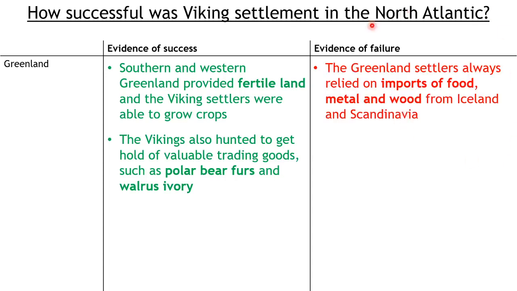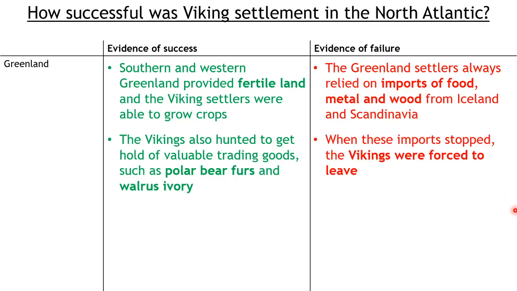But then also you need something on the failure side that, if you can use this word, relied. Greenland relied on imports from Iceland and Scandinavia, food, metal, and wood. Make sure you've got all those details in, please. And then, of course, this meant that eventually the Vikings were forced to leave. Pause the video now. Make sure you've got all these notes down in your book, all the key details before we move on.